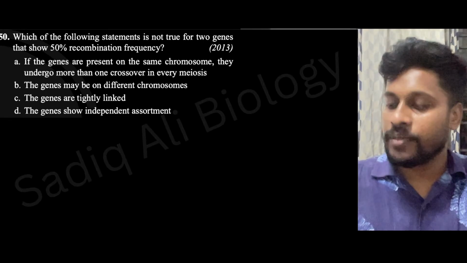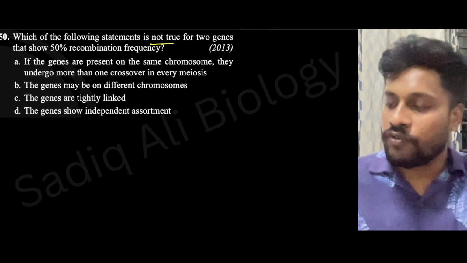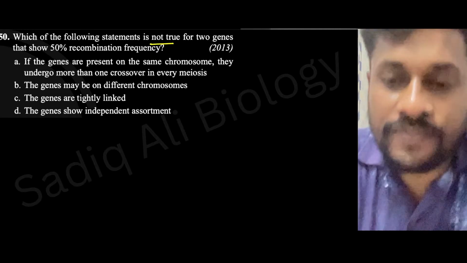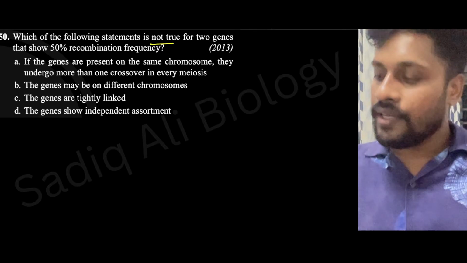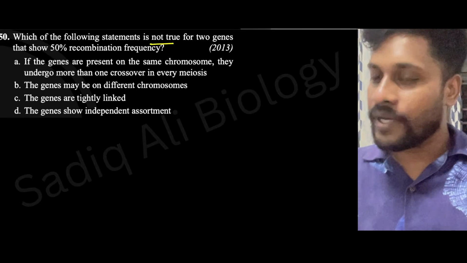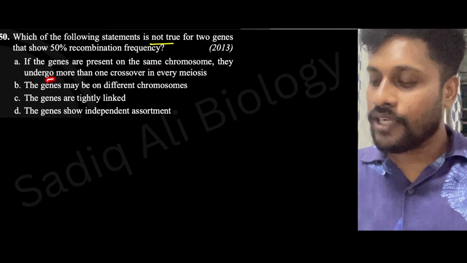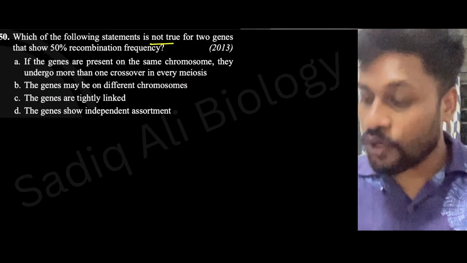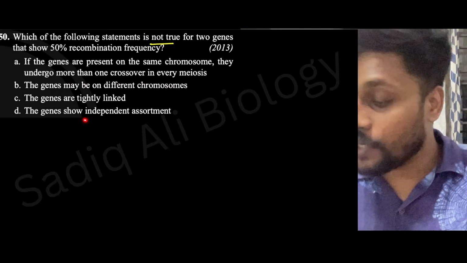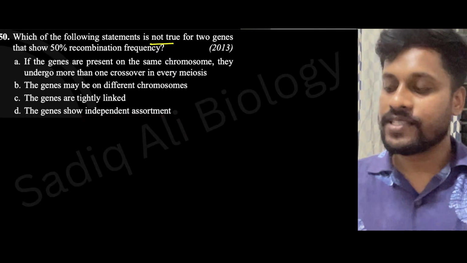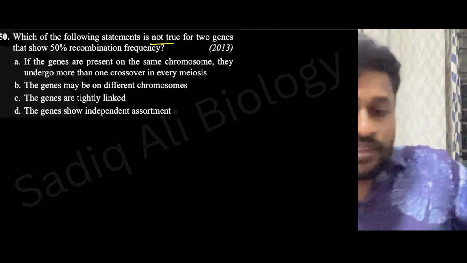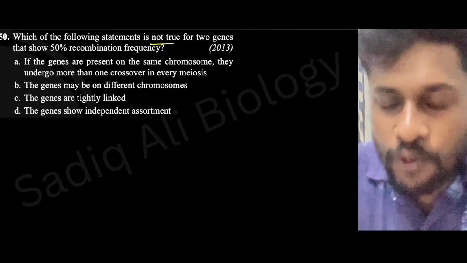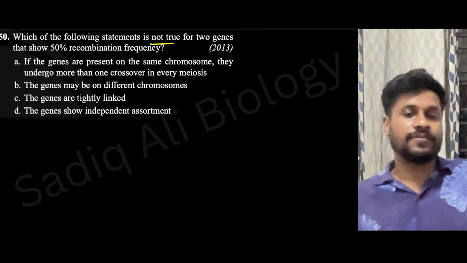Which of the following statement is not true for two genes that show 50% recombination frequency? Guys, here, if the genes are present on the same chromosome, they undergo more than one crossover in every meiosis. The genes may be on different chromosomes. The genes are tightly linked. The genes show independent assortment. Nice question, guys. What will be the answer here? Maybe you may be knowing the answer, but do you know the explanation? That's a question. Do you know why other options are not correct?